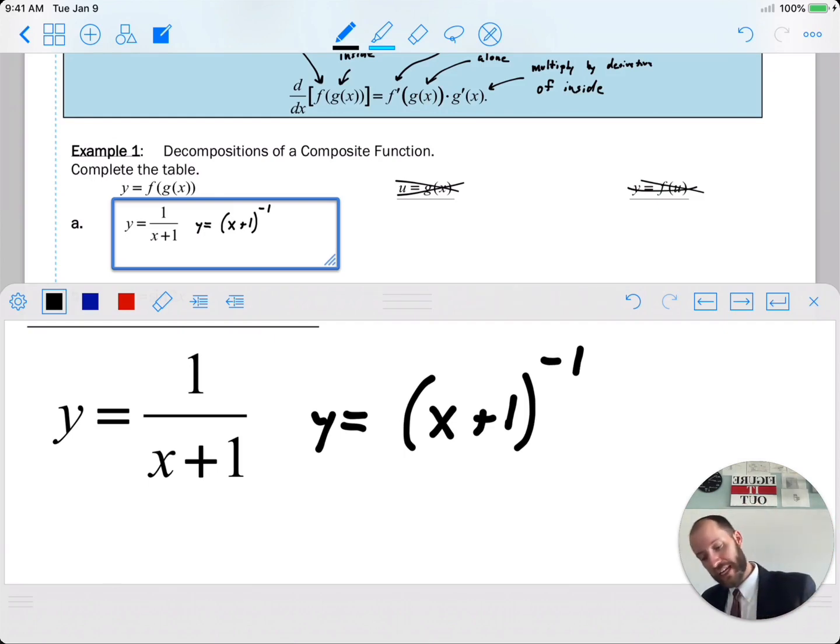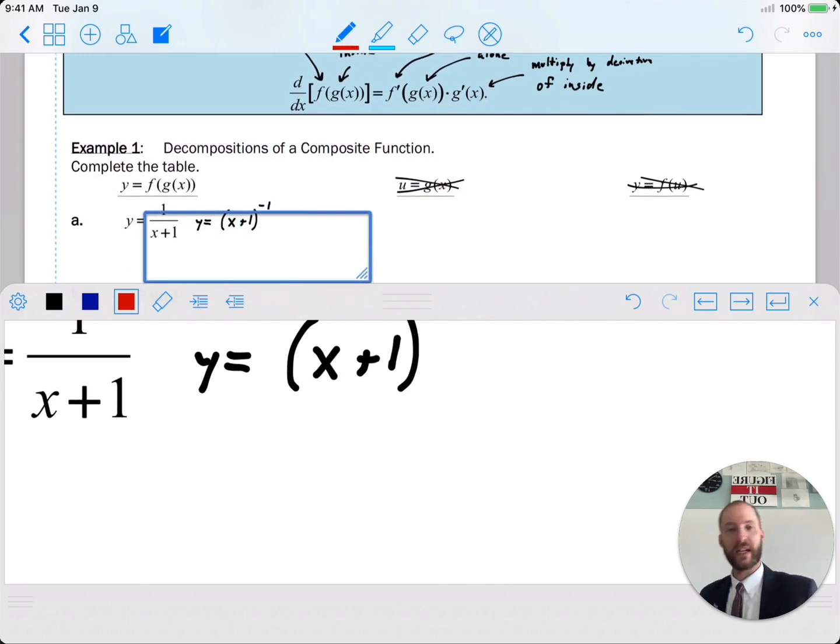And it can be easier sometimes to identify the inside first. So inside, think usually inside parentheses, inside the radical function, inside the square root symbol. Inside absolute value, so kind of what is tucked into the problem, okay?